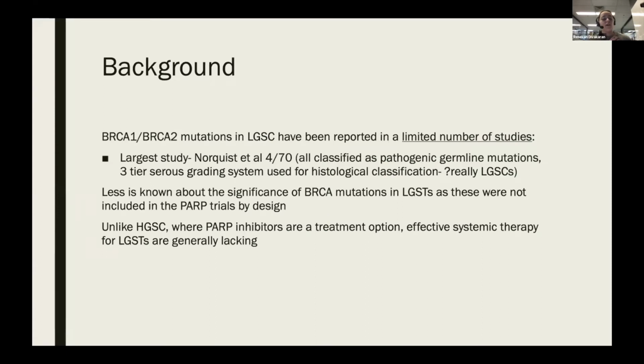BRCA1 and BRCA2 mutations in low-grade serous carcinoma have been reported in a limited number of studies. The largest of these was Norquist et al., which showed 4 out of 70, and all of these were classified as pathogenic germline mutations. It was noted by the authors that they used a 3-tier serous grading system for the histological classification, which may call into question whether these were in fact low-grade serous carcinomas or were actually high-grade serous carcinomas.